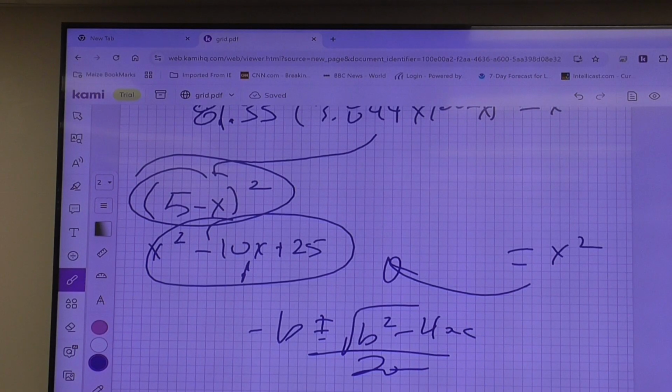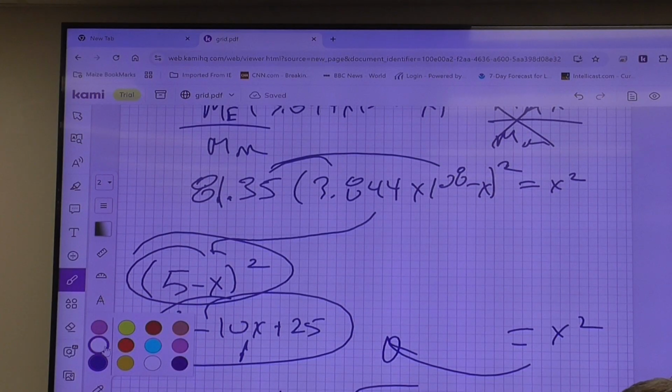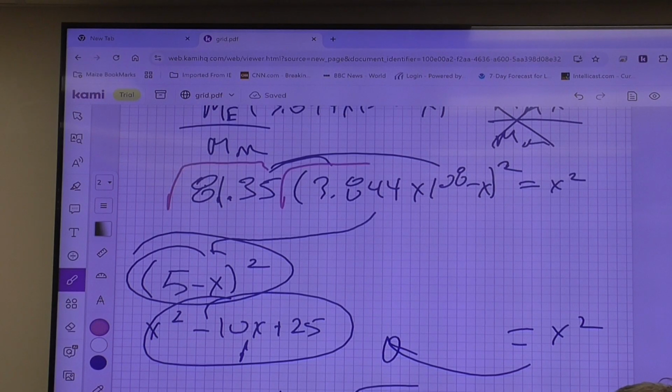Option 2. Could I take the square root of everything? Oh my goodness, you can. I like that option.